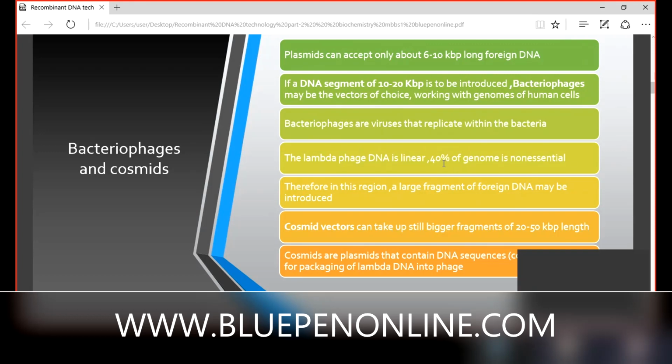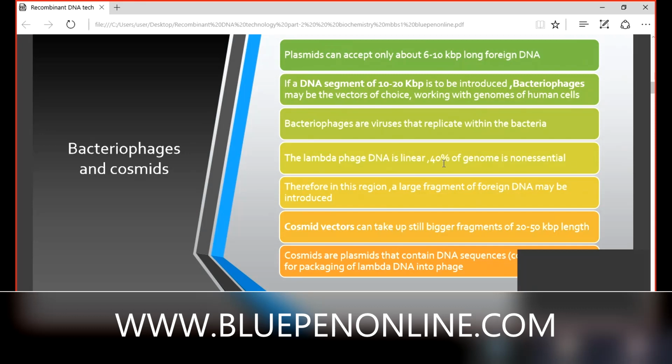Plasmids can accept only about 6 to 10 kilobase pairs of foreign DNA, like the capacity of a memory card is different. Plasmids can accept only about 6 to 10 kilobase pairs of foreign DNA.